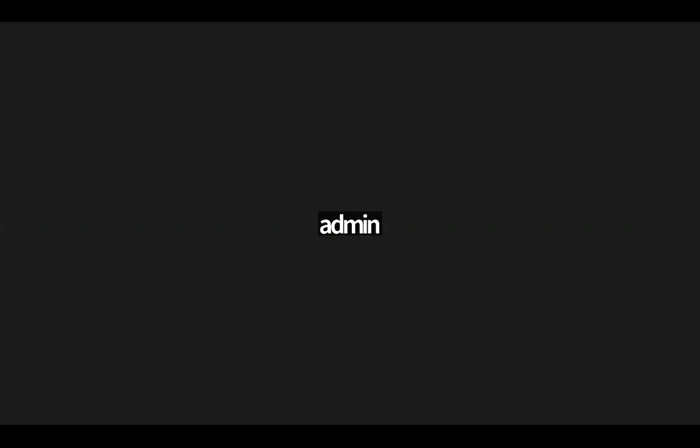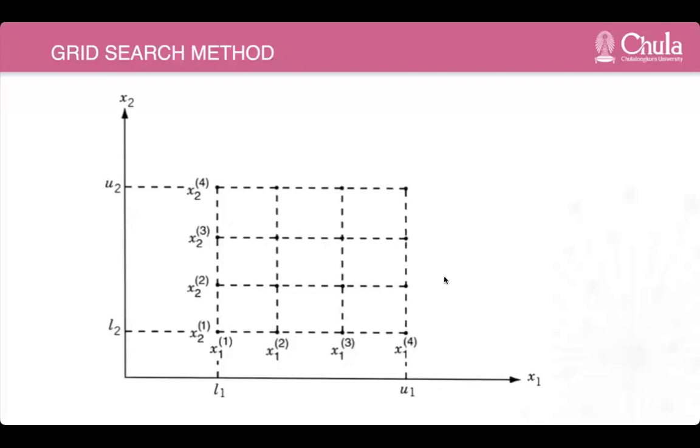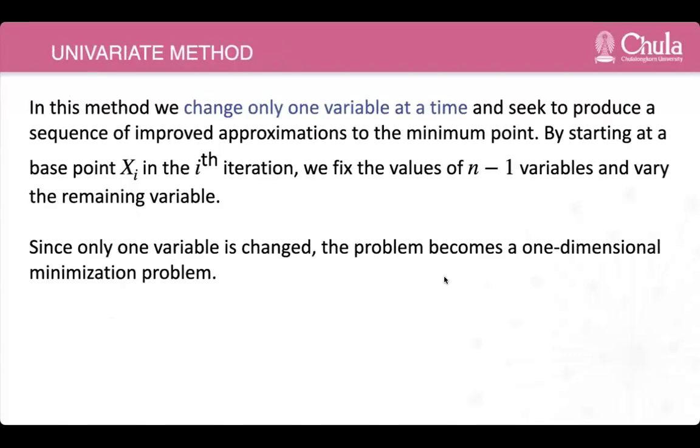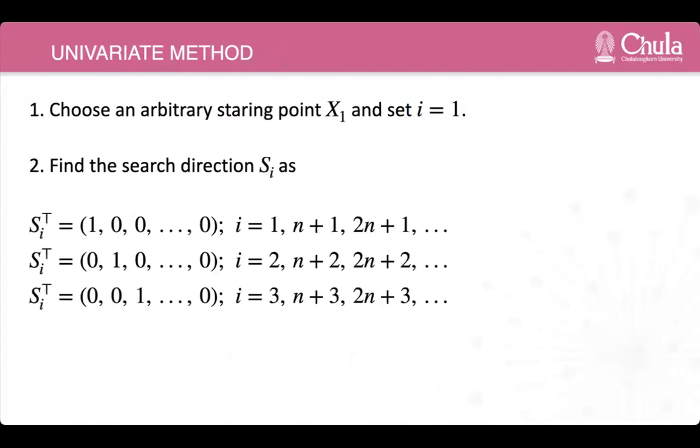Now we move to another technique, which sounds more interesting. It's the univariate method. For the univariate method, we start from the direction. If we work in n dimensions, you take one at a time, okay? And the rest becomes zero. What does it mean?